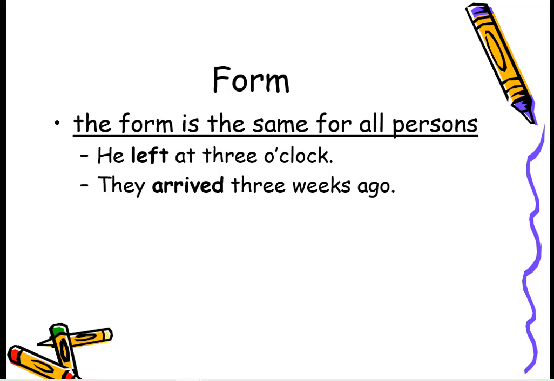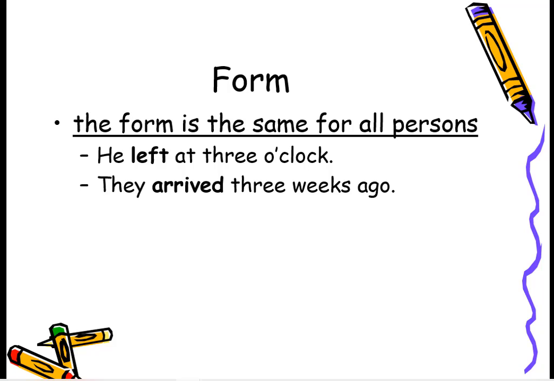Let's start with the past simple. Let's know the form of the past simple. The form is the same for all persons. He left at 3 o'clock. They arrived 3 hours ago. In the past simple, we use the verb in the second conjugation. I mean التصريف الثاني للفعل.